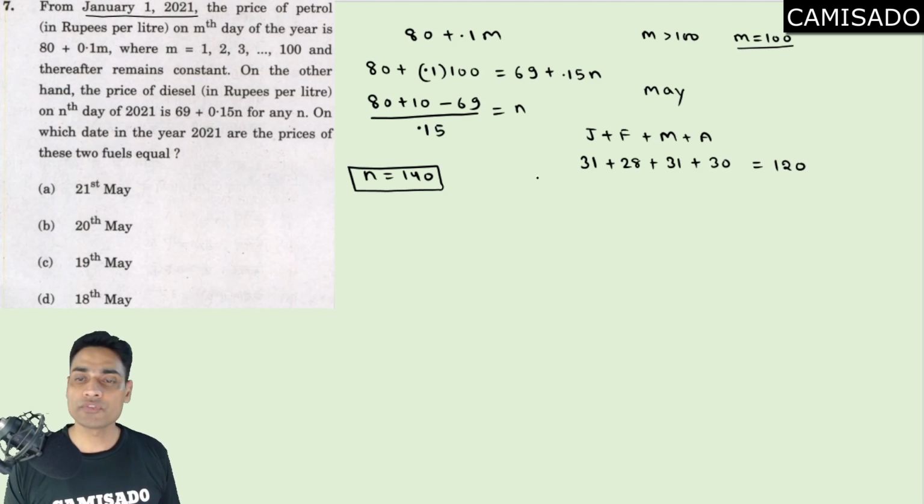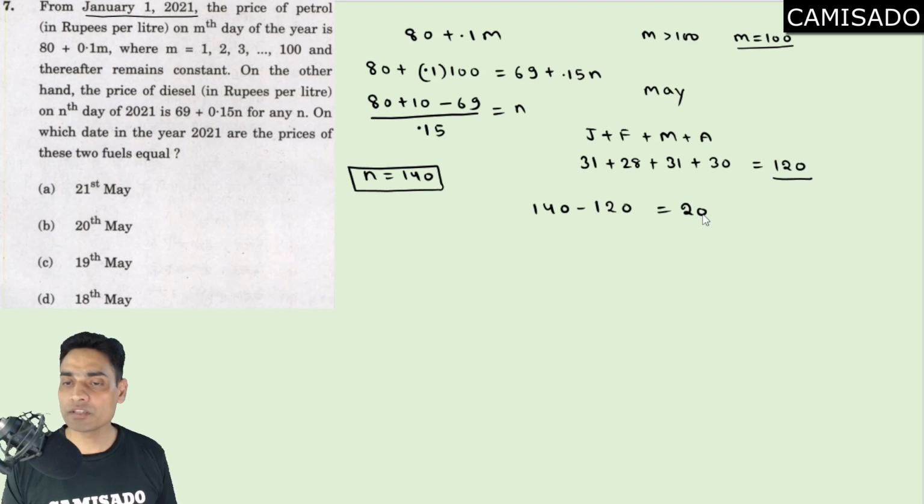Now what we can see is, till April we have got 120 days. Now n equals 140. From 120 to 140, it means the difference is how much? 20. It means in the month of May, the day will be 20th May. So on 20th May, the price of diesel and the price of petrol become equal, as the question demands according to the situation. Fine. So this is your correct option, option B.